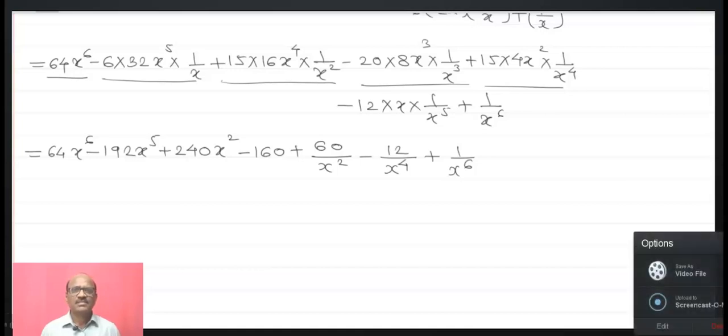Now see this here. The simplification. Here is 192 x raised to 4. I had changed in next step. Now next is 15 into 16, that is 240 x raised to 4 upon x square, it becomes x square. Next is 20 into 8, that is 160 x cube upon x cube, that becomes 1. Next is 15 into 4, that is 60 upon x square, minus 12 x into 1 upon x raised to 5, it becomes x raised to 4, plus 1 upon x raised to 6.